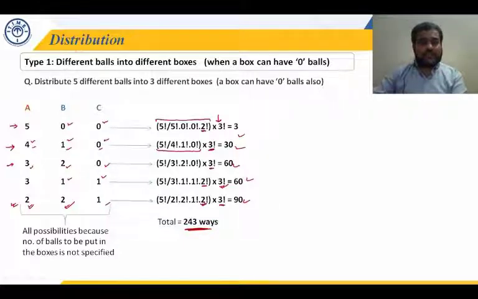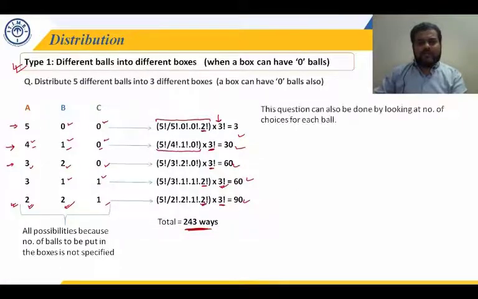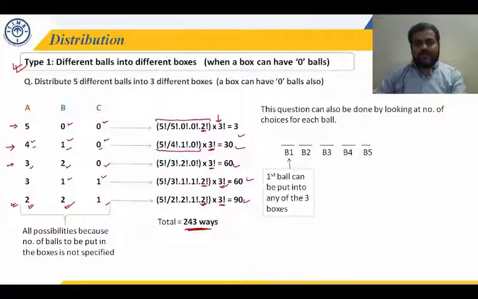Now for this type, different balls into different boxes, we do not have to do it this way. It can be done in this way, but here we are making cases and then solving. Easy way out is, this question can also be done by looking at number of choices for each ball. So this is something similar to what we have already done while counting things in fundamental rule of counting and examples based on them. So these are my 5 balls, B1, B2, B3, B4, B5. First ball can be put into any of the 3 boxes. So there are 3 ways.